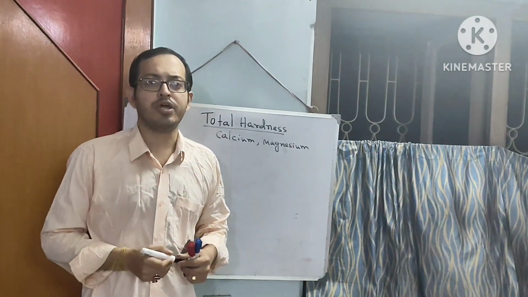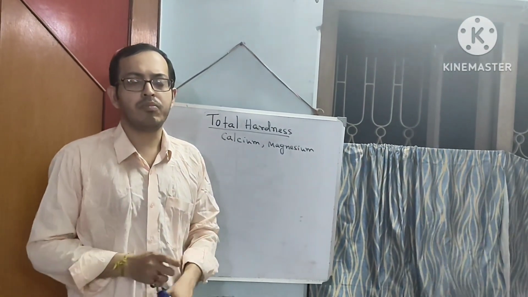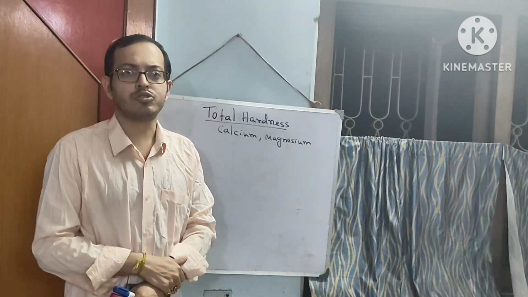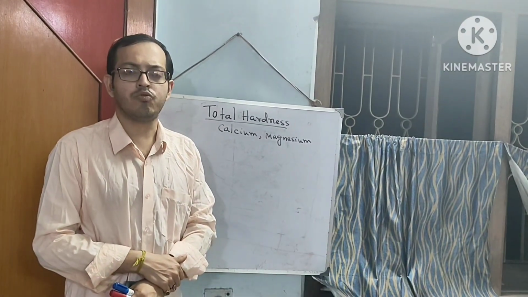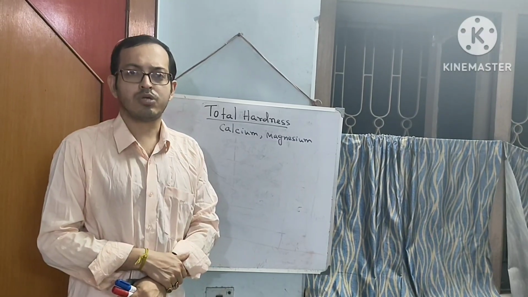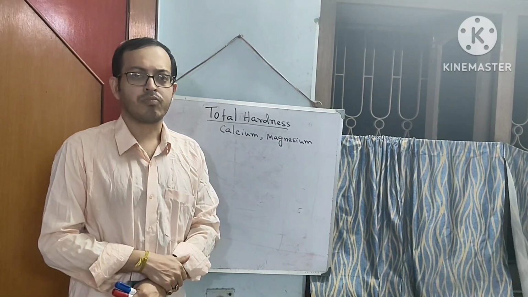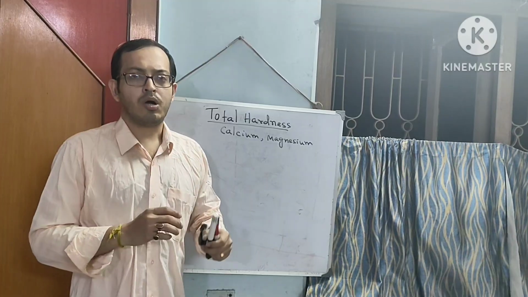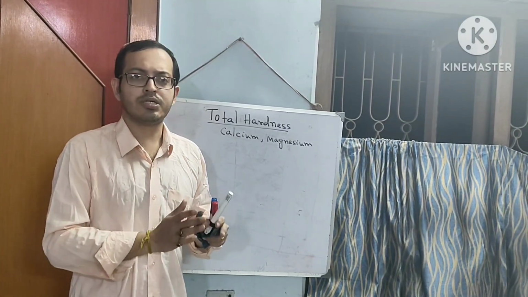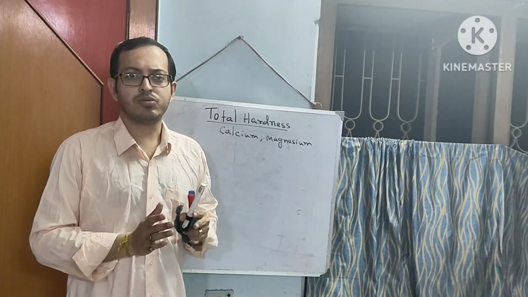Total hardness of any water is determined by the presence of calcium and magnesium salts. These salts may be present in the water in the form of bicarbonate, chlorides, sulfates, etc. To the maximum amount, calcium is present, and to a lesser amount, the magnesium salts are present.